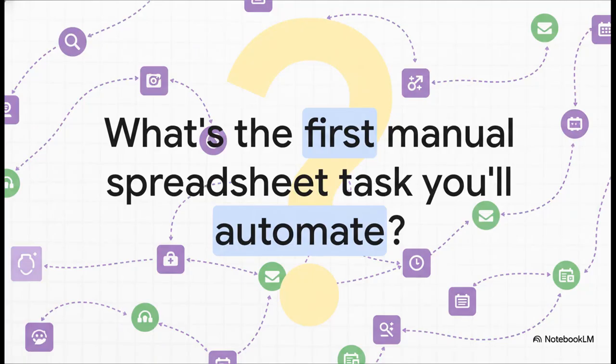So, I'm going to leave you with this question. Just think about your own work for a second. Think about that one report you absolutely dread updating, or that one list you're always copy-pasting into. What is the very first manual spreadsheet task you're going to automate? Because now you know exactly how to do it.